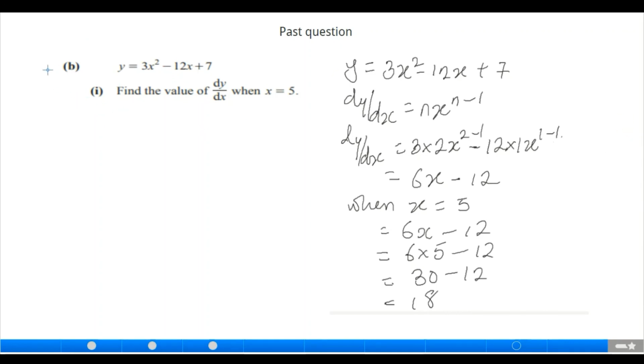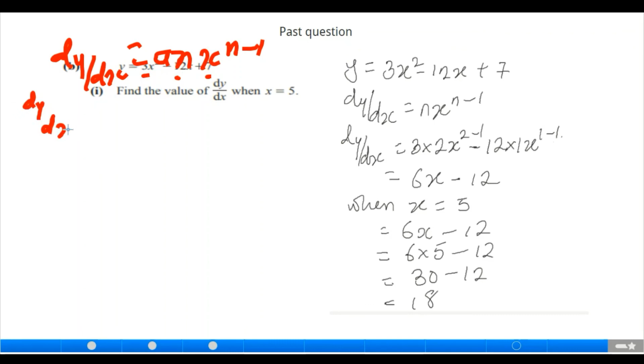Okay, now for this one, we have dy/dx equals a n x raised to power n minus 1. So from here, we are going to be picking the coefficient of this question one after the other. So for the first one, we have dy/dx. Now this one, the coefficient we have it to be what? Which is y is what here? y is 3x squared minus 12x plus 7. So we are going to be picking this expression and differentiating it one after the other.